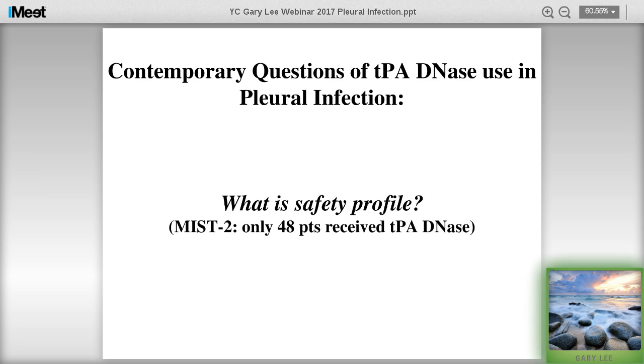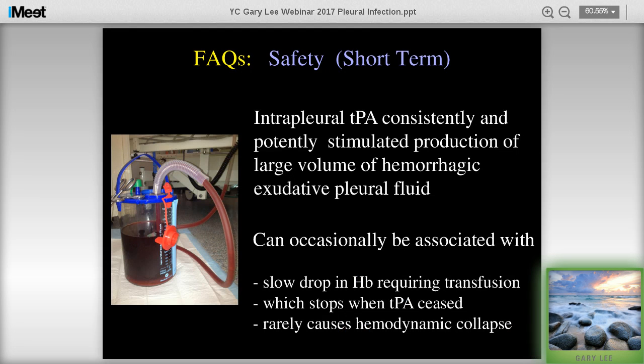Do remember that the MIST-2 study was a 4-arm study, so although it has 200 patients, only 48 patients were actually treated in the TPA DNAse arm. So it's still a relatively new treatment.